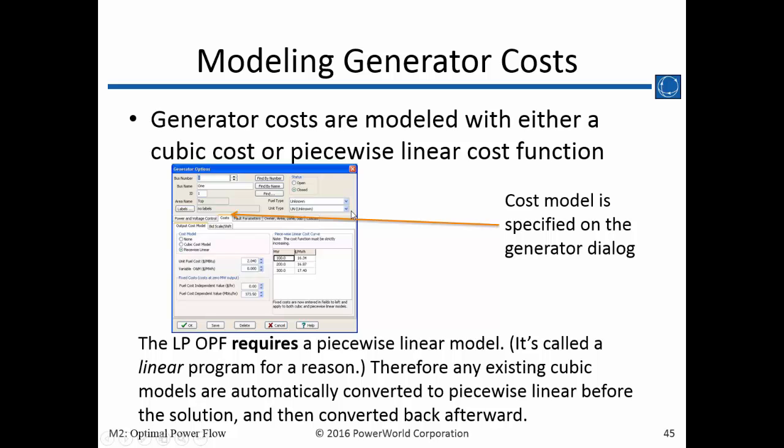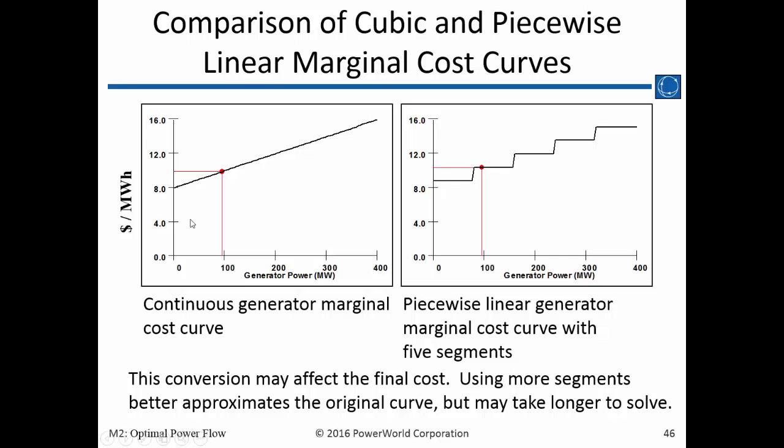Okay. And then, yeah, as we mentioned earlier, if you're using a cubic cost model for some of the generators, it will internally convert those to linear models. It won't change your data. It won't get rid of your cubic cost models. But that option again just tells it how many points to use or how many megawatts per segment to use. And this is just a graphical representation again of that curve fitting that it's going to do internally.